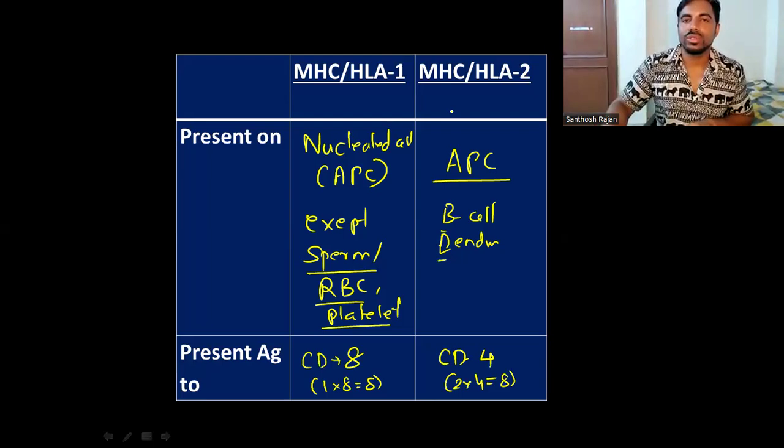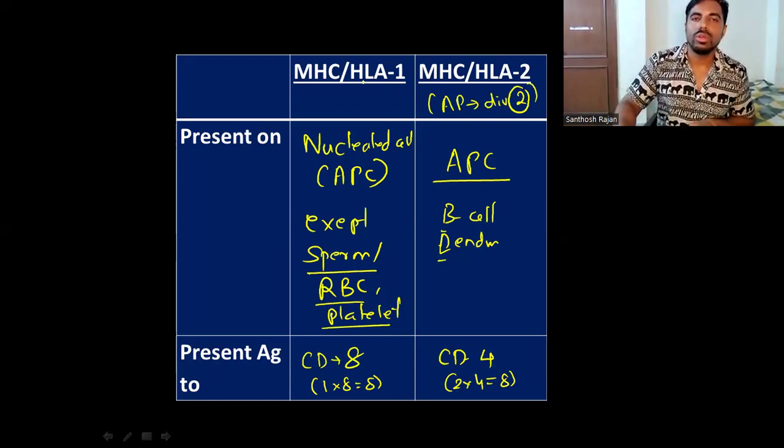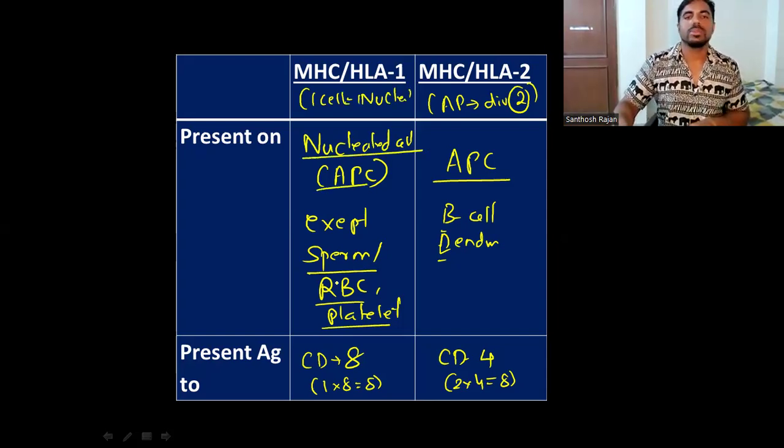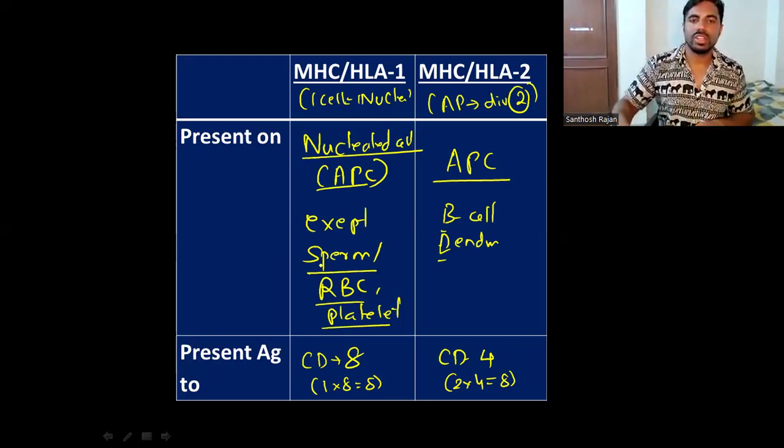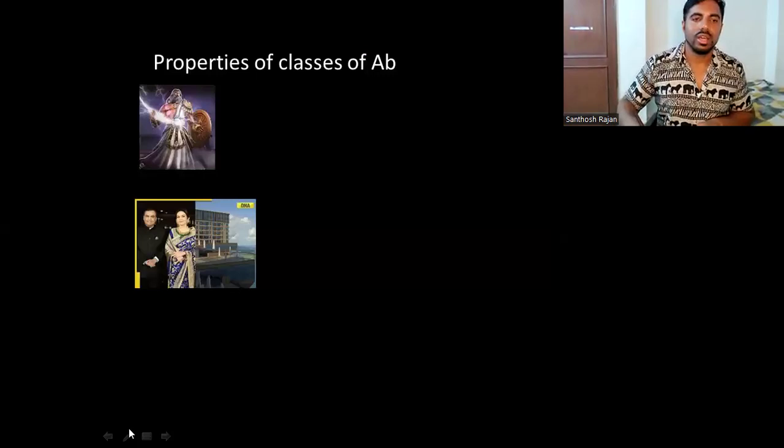See, even if you forget division, Andhra Pradesh recently divided into 2. AP was divided into 2. 1 means one cell is equal to 1 nucleus. So all nucleated cells, one cell is equal to 1 nucleus. That's it. Sperm and RBC anyway have no nucleus. Platelet also doesn't have. That's it.